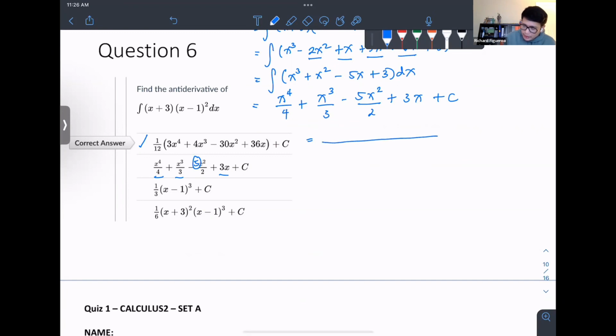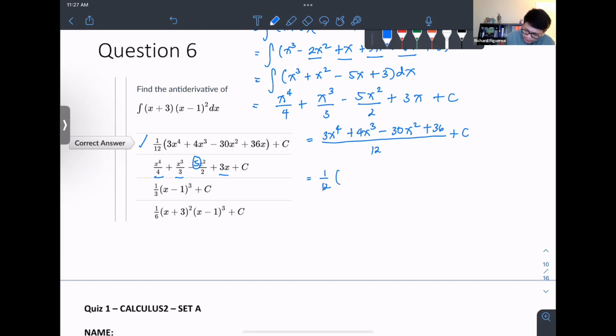So in this case, the LCD here is 12, right? 12 divided by 4 is 3, so I'll have 3x raised to the 4th. 12 divided by 3 is 4, so plus 4x cubed. And 12 divided by 2 is 6, times negative 5, I'll have negative 30x squared. Then 12 divided by 1 is 12, times 3, that would be plus 36, plus c.